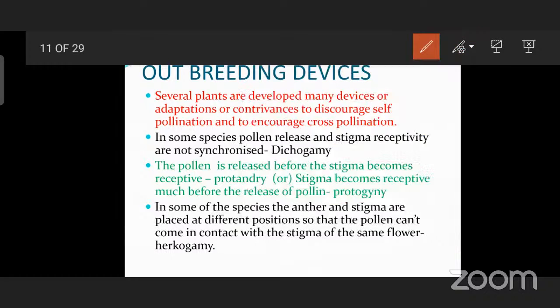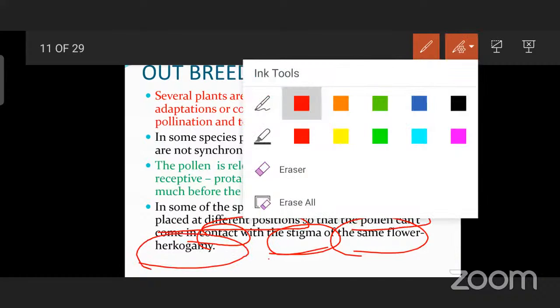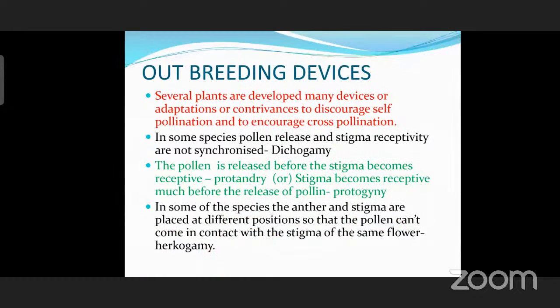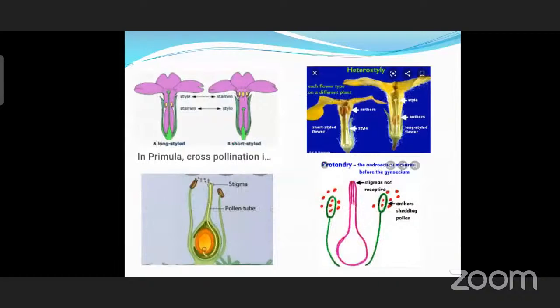In some species, the anther and stigma are placed at different positions so that pollen cannot come in contact with the stigma of the same flower. This condition is known as hercogamy. Example, hibiscus. See here.